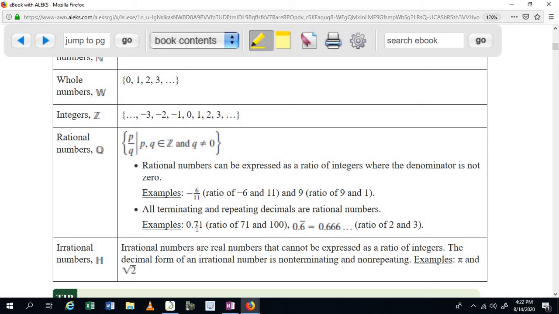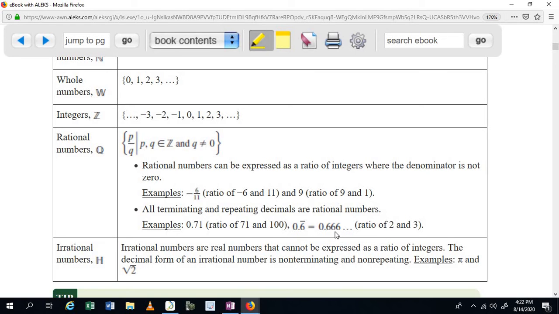So if I were to write like 0.71, that's really the same as 71 divided by 100. And so you can see that fits this idea of taking an integer and dividing it by another integer. So 0.71 is really the ratio of 71 to 100, or 71 divided by 100. And so that's really a rational number.